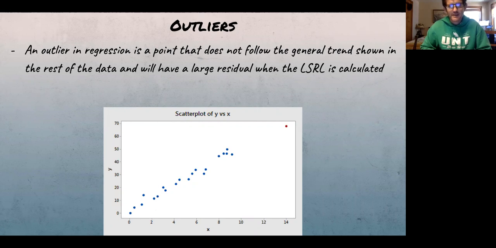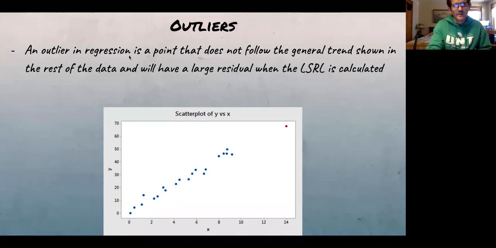People can define outliers differently, but this is the AP definition, and so this is the one that we're going to care about. An outlier in a regression is a point that does not follow the general trend shown in the rest of the data and will have a large residual when the least squares regression line is calculated.